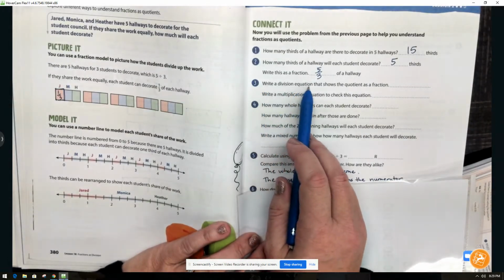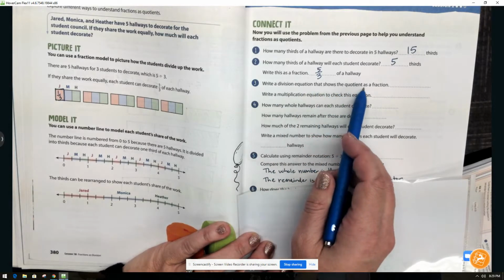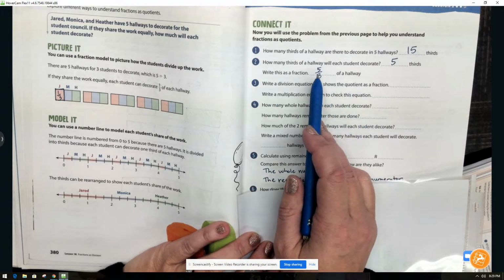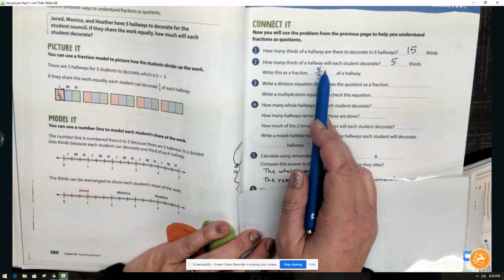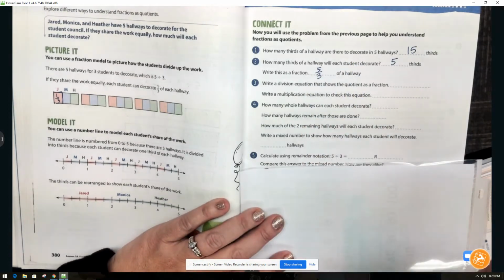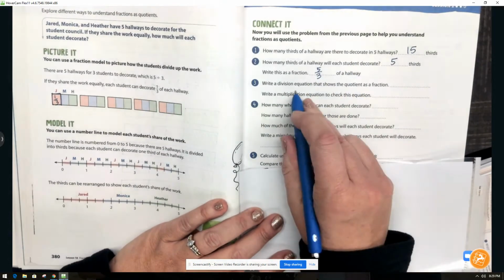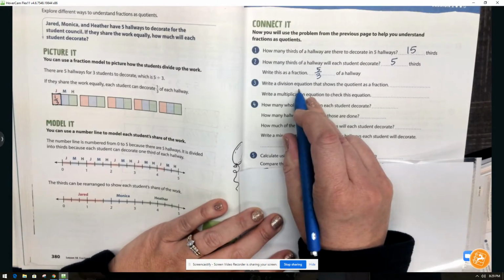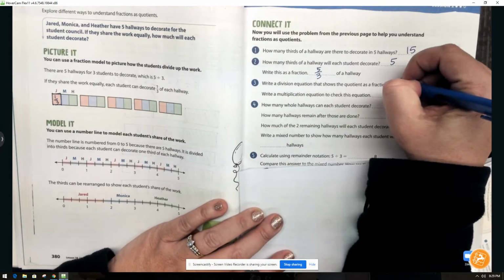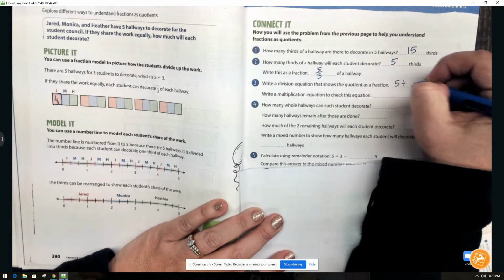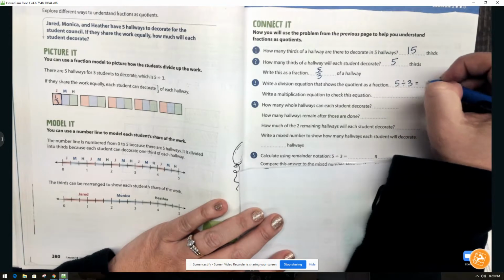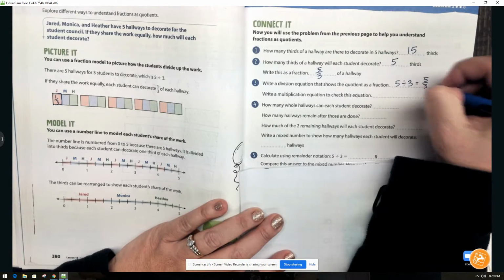Write a division equation that shows the quotient as a fraction. So remember, what does this bar mean in the middle? It means divided by. So what equation could we write? Well, 5 hallways divided by 3 people equals 5 thirds.